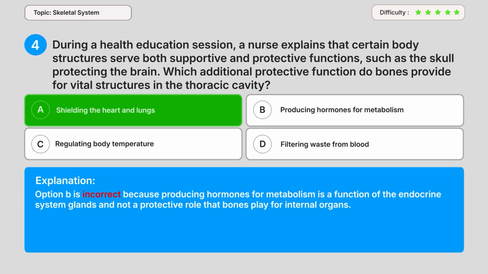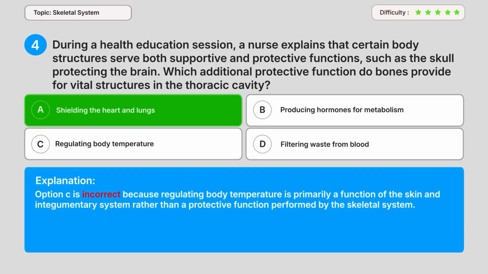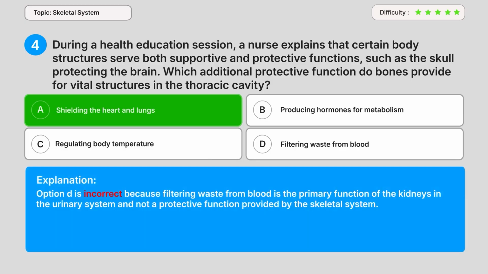Option B is incorrect because producing hormones for metabolism is a function of the endocrine system glands, and not a protective role that bones play for internal organs. Option C is incorrect because regulating body temperature is primarily a function of the skin and integumentary system, rather than a protective function performed by the skeletal system. Option D is incorrect because filtering waste from blood is the primary function of the kidneys in the urinary system, and not a protective function provided by the skeletal system.